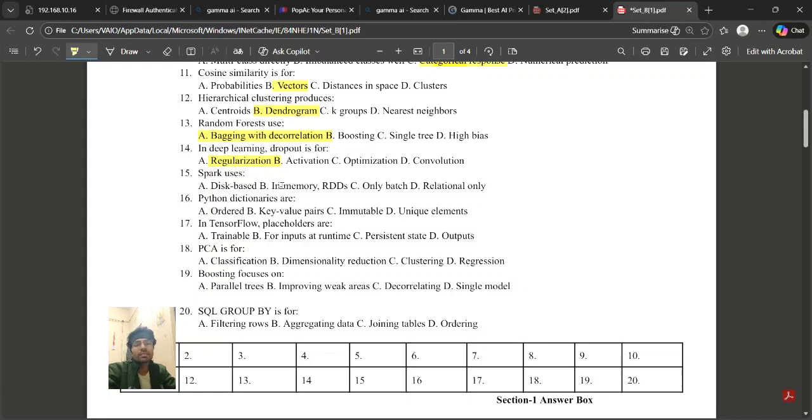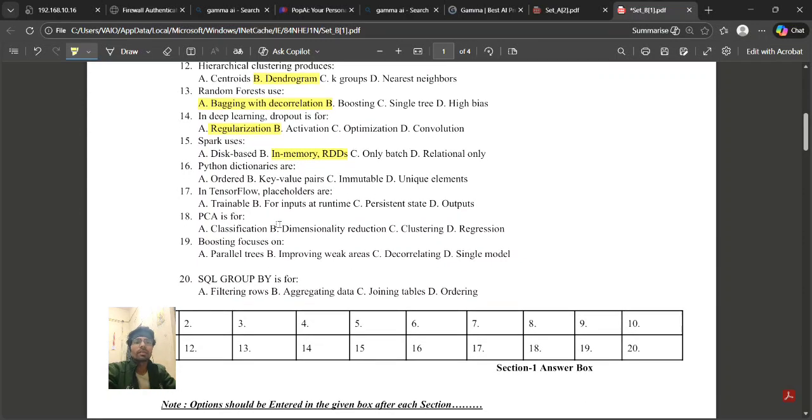So now go to question number 15, Spark is known for. Spark is in-memory processing with RDDs, resilient distributed datasets. Unlike Hadoop's MapReduce, which writes to disk after each operation, Spark keeps data in memory, making it much faster for iterative algorithms. So our answer is B, in-memory RDDs.